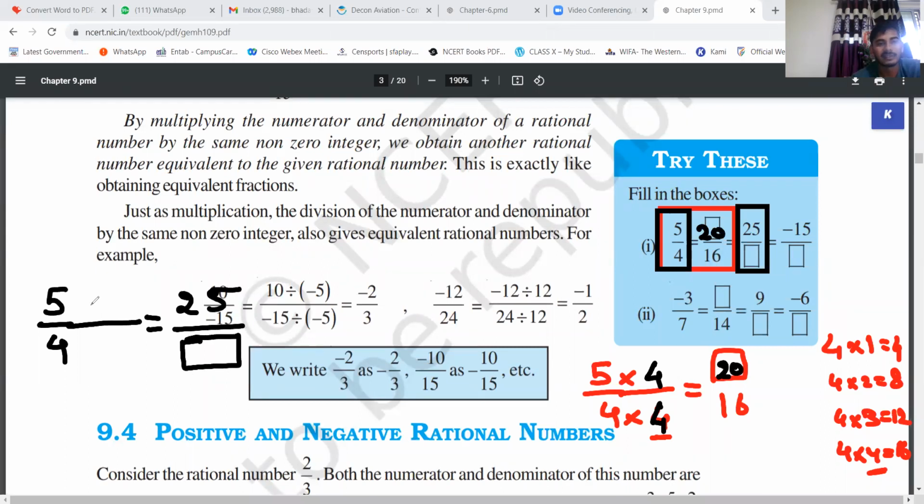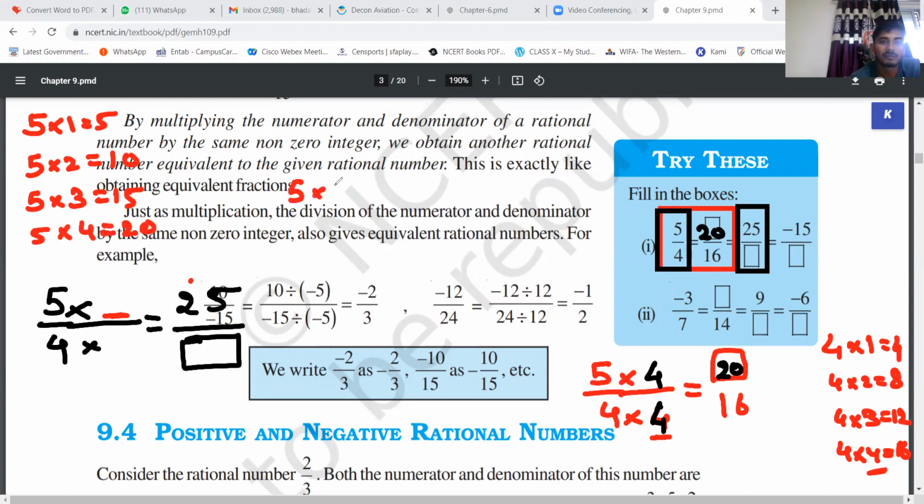Now imagine, what should I multiply by 5 so that I get 25? Remember the table of 5. 5 ones are 5, 5 twos are 10, 5 threes are 15, 5 fours are 20, 5 fives are 25. So I got 5. The same number should be multiplied here. So how much will it be? 4 into 5 will be 20. So the answer here will be 20. I hope you can solve this 5 by 4 question.